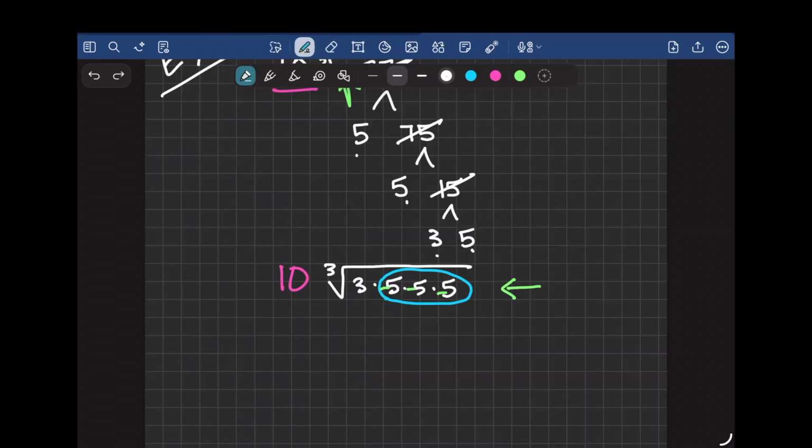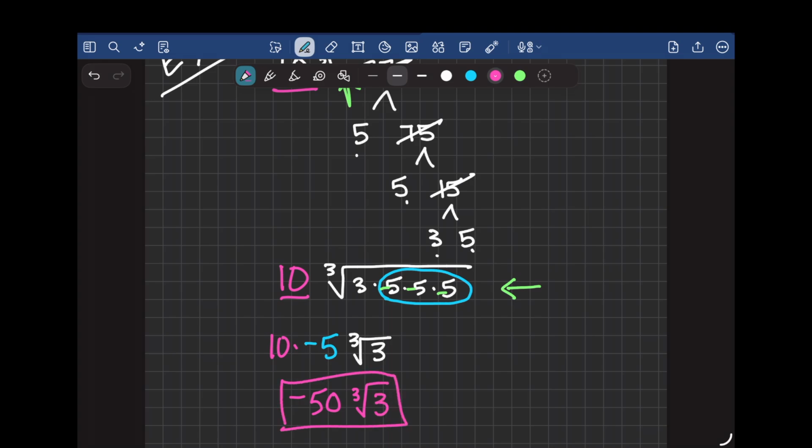So finishing it up, I see that those -5s do match, so I'm going to write that outside. And then my cubed root has a remaining 3 inside. And then I also need to remember to bring down this 10. So 10 times -5 is -50. And then we have the cubed root of 3. And that is my final answer.